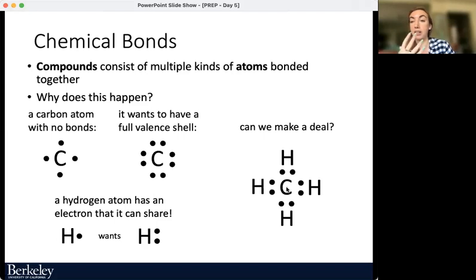Because it had 4 valence electrons, it wants 8, so it wants to make 4 bonds to fill up its valence shell. Each of these hydrogen atoms only makes 1 bond because it only needs 1 more valence electron to be happy. Any questions on this?